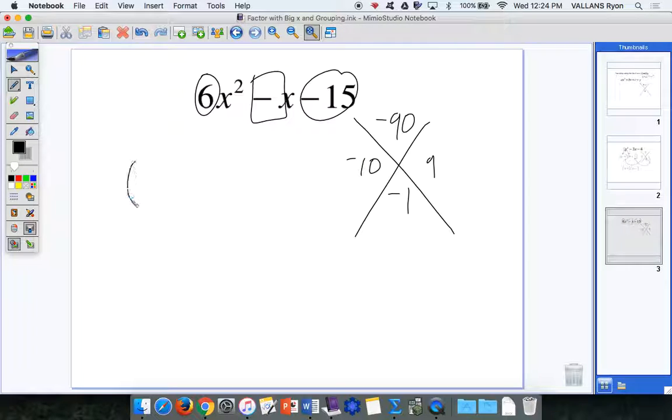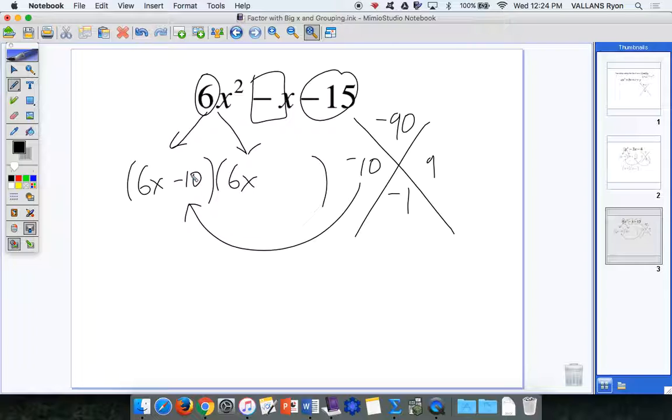Now, same thing. I put my two brackets in here. Whatever's here, whatever that coefficient is, I write it in front of both: 6x. Okay? Take the -10 and take the 9, put it here. If you multiply this out, you'll realize it's 6 times too big. 6x times 6x is 36x squared. So what we have to do is at some point divide by 6.